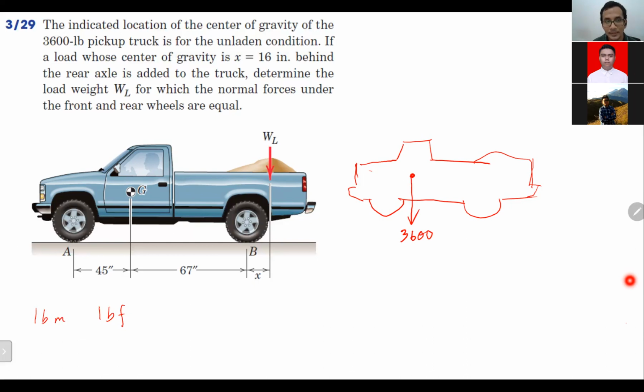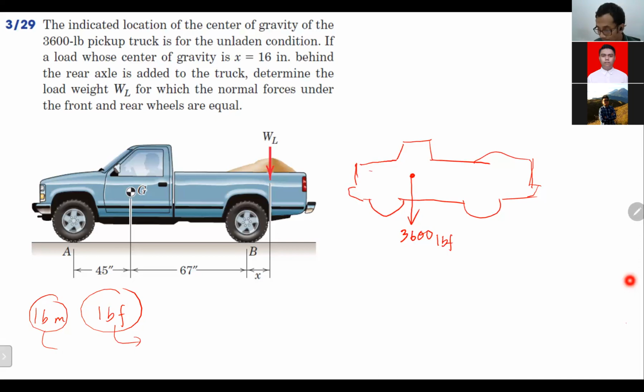And I believe Pak Pulung told you about it in Introduction to Engineering and Design, right? So what's the difference between pound mass and pound force? The first one is pound mass, the second one is pound force. If we are talking about mass, it's supposed to be pound mass, but when we talk about force, we're supposed to use pound force. In this case, it's LBF, right?